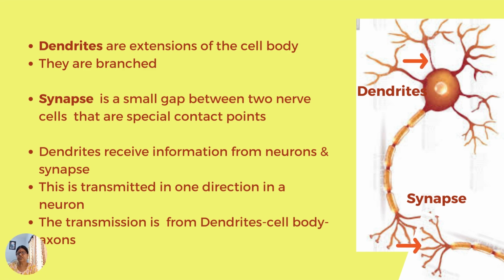Dendrites are responsible for receiving information from other neurons and the synapse. Information from other neurons is provided by dendrites to connect with its cell body. Information in a neuron is unidirectional as it passes through neurons from dendrites across the cell body and down the axon.